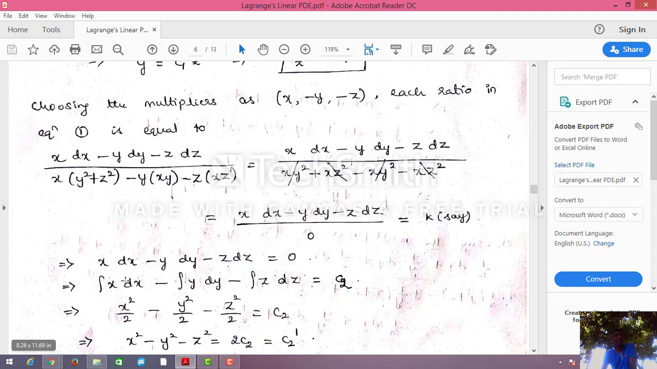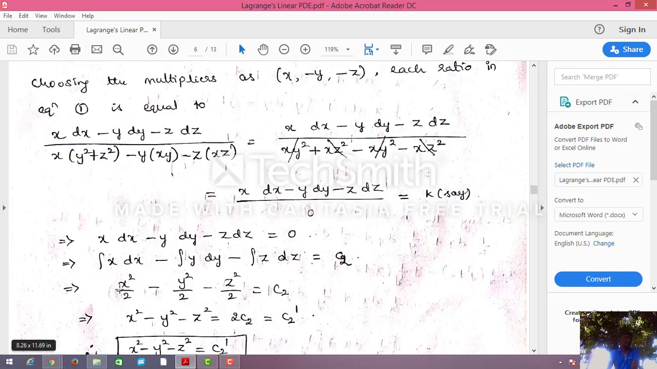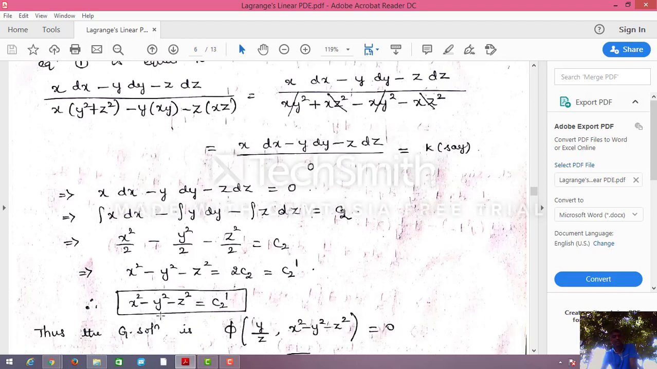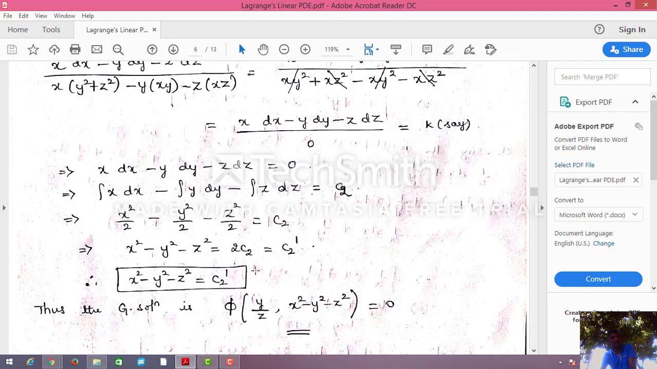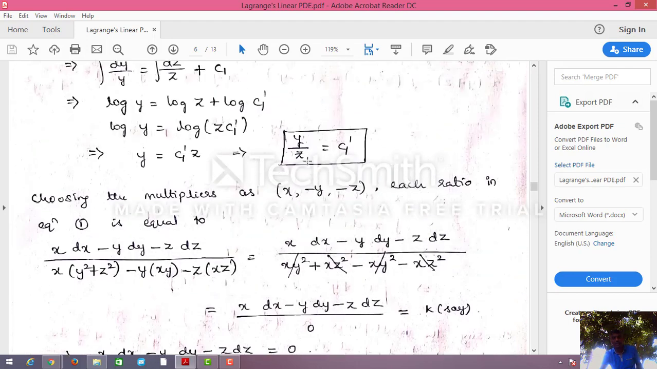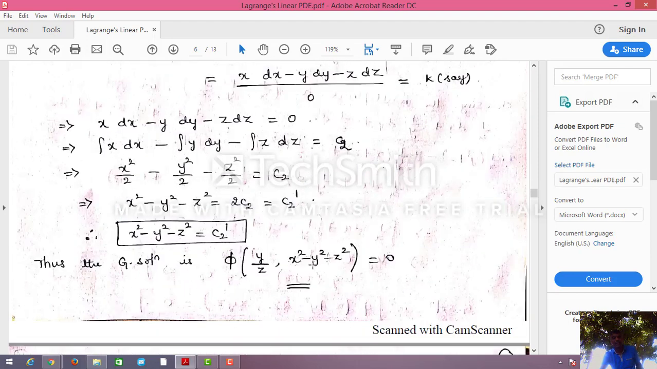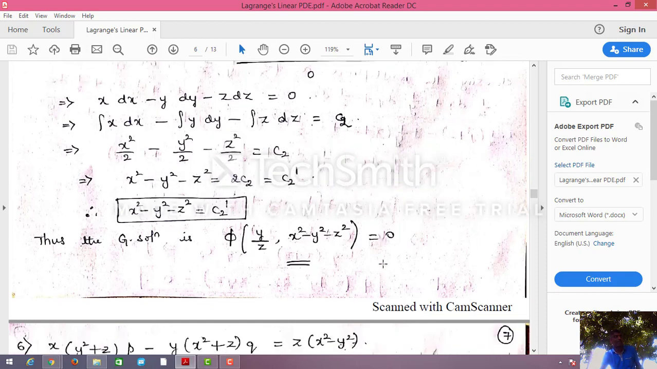Now I apply integration. If you apply the integration, x dx minus y dy minus z dz equal to c2. The integration of x dx, y dy and z dz you know. If you cross multiply, you will get x square minus y square minus z square equal to 2c2, and I have taken 2c2 as c2 dash. Now one solution I got is y by z, and another solution I got is x square minus y square minus z square equal to c2 dash, which is the general solution of the given PDE.